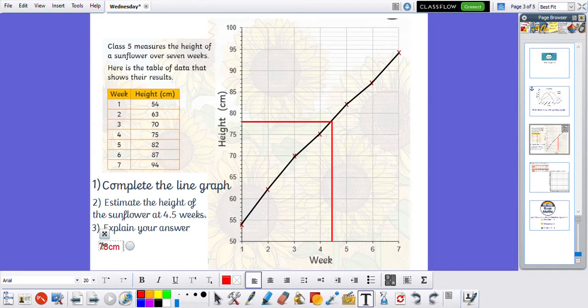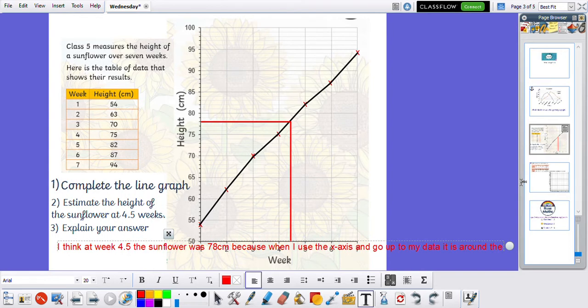And then it says explain your answer. So I think at week 4.5 the sunflower was 78 centimetres, because when I use the x-axis and go up to my data line, it is around this point.